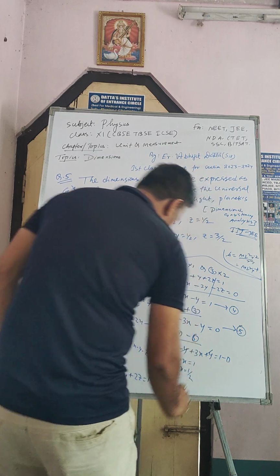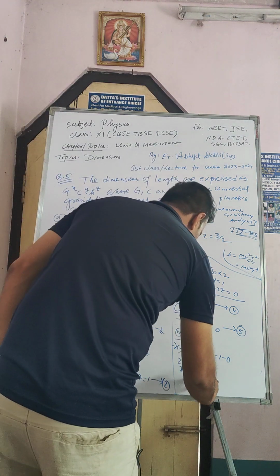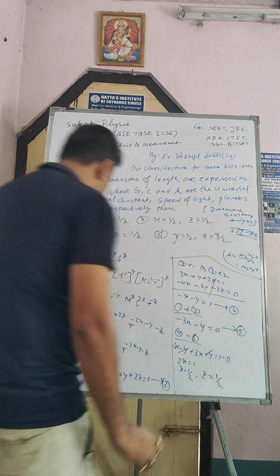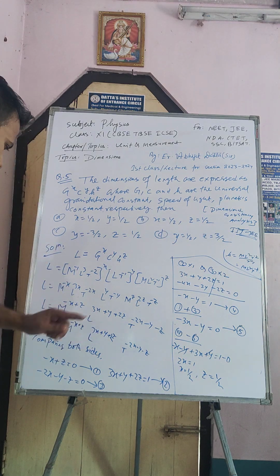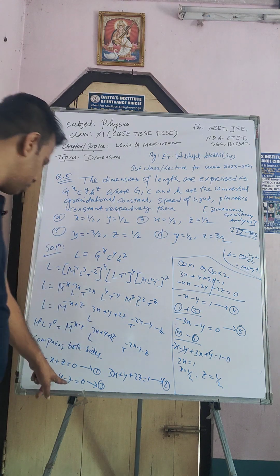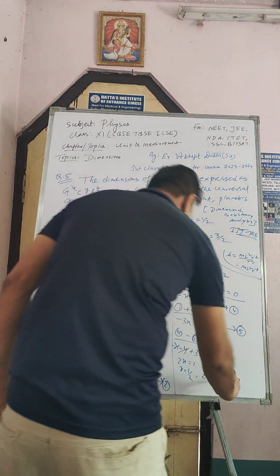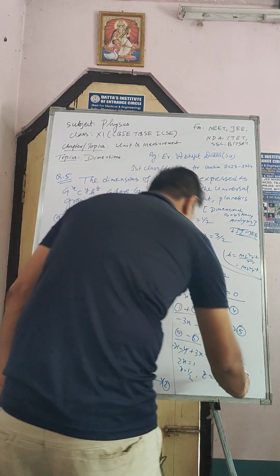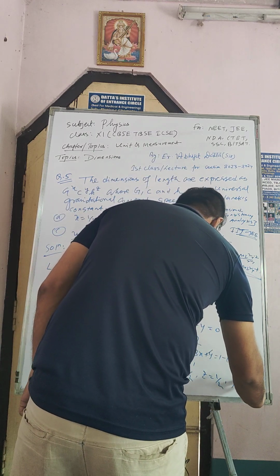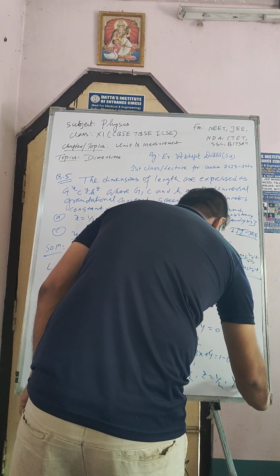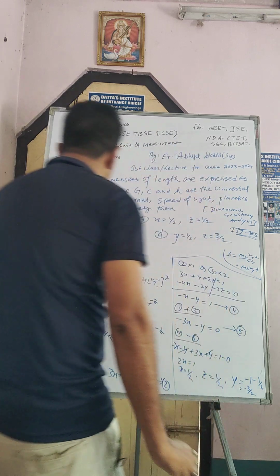So if x is equal to 1 by 2, then z will be 1 by 2, x equal to z. If we put x and z as 1 by 2 in this equation, then y will come out. So the y will be minus 1 minus 1 by 2, that is minus 3 by 2. So minus 3 by 2.